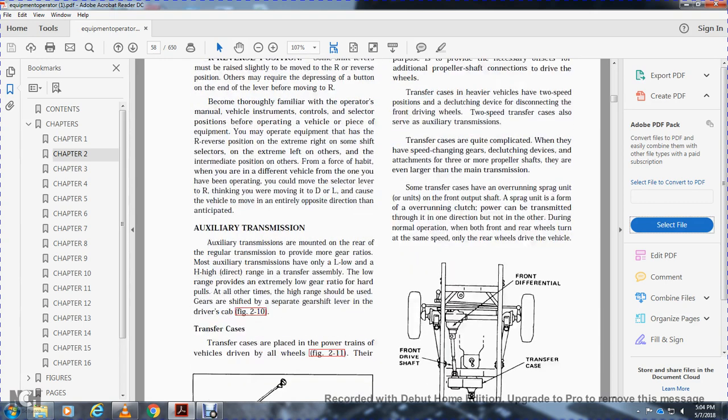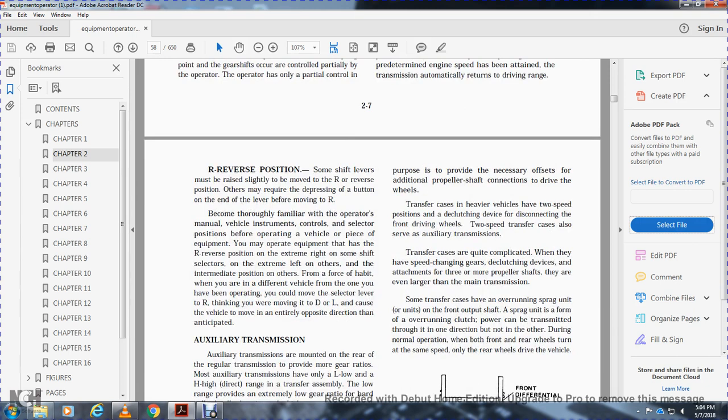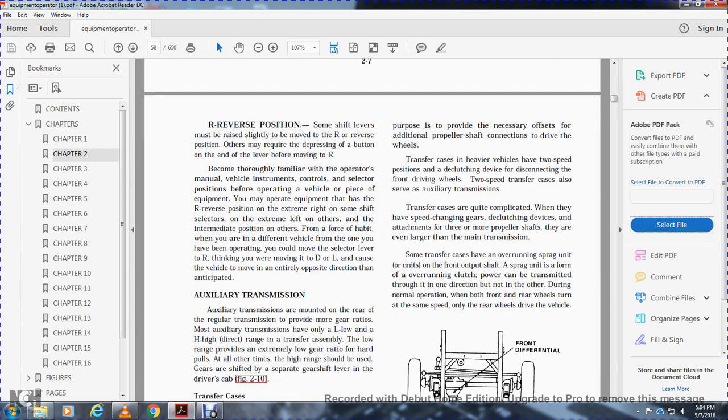Figure 211. The transfer case provides the necessary connection of the additional propeller shafts with the drive of the wheels. Transfer cases on heavier vehicles have a 2-speed position with a clutching device for disconnecting the driving wheels. 2-speed transfer cases serve as the auxiliary transmission. Transfer cases are quite complicated when they have speed change with changing gears and a clutching device attachment. Three or more propeller shafts are even larger than the main transmission.